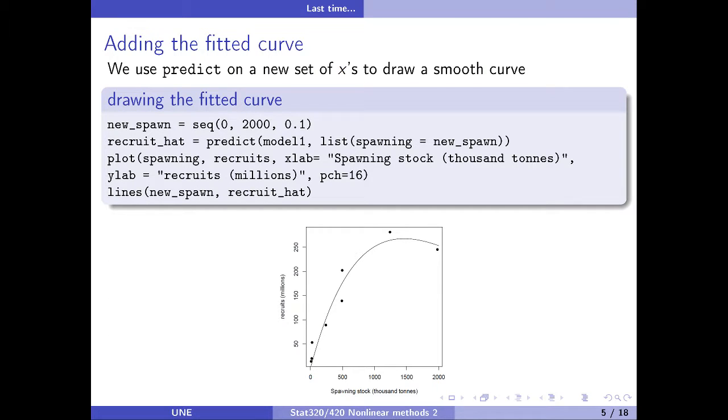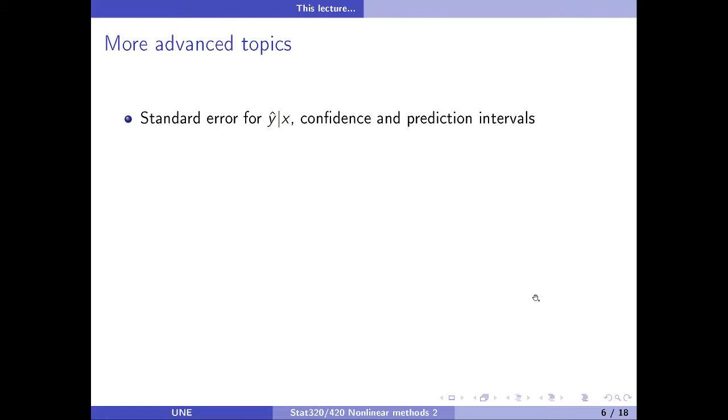And of course, we can then use it for new data. Here I wanted to draw a pretty curve between 0 and 2000, and I can use the predict command on the new data with our model output to get estimated values, which I can then just add using the lines command. So that was the outline of what we did last time, just a little reminder.